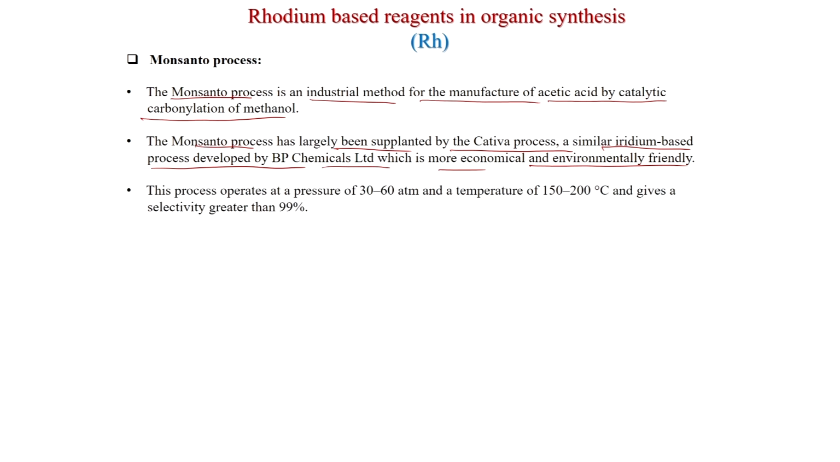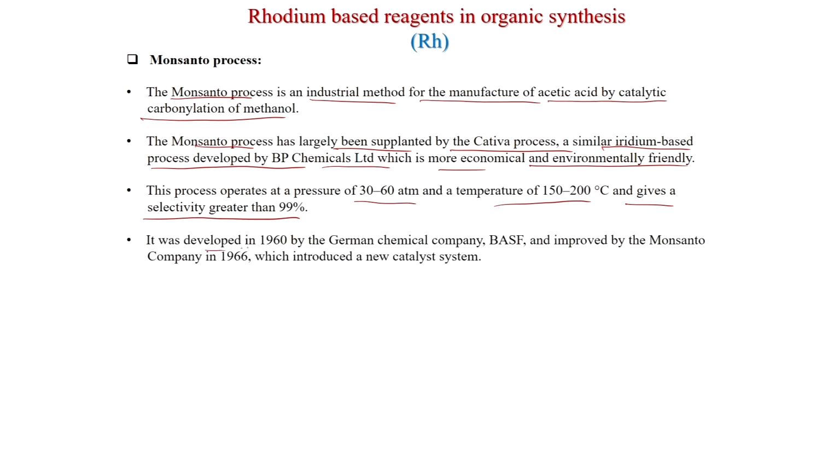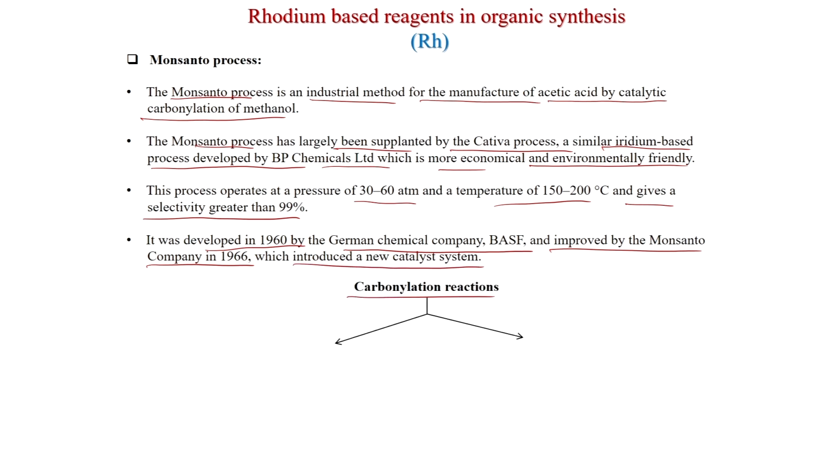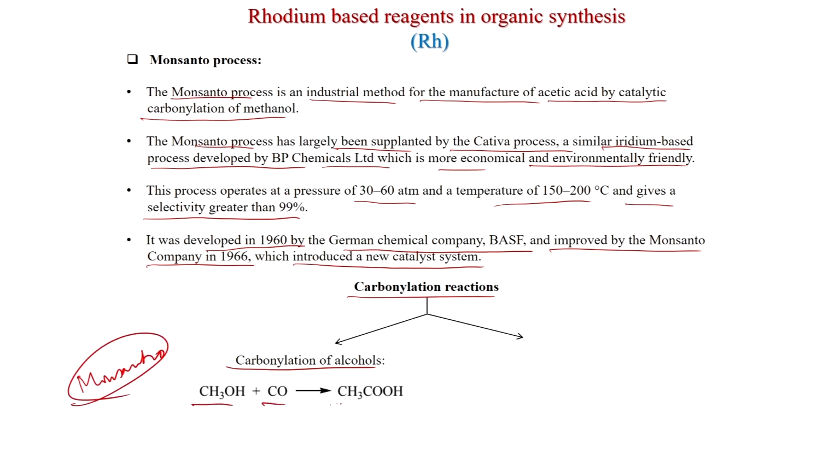This process operates at a pressure of 30 to 60 atmospheres and a temperature of 150 to 200 degrees centigrade, and gives a selectivity greater than 99%. It was developed in 1960 by the German chemical company BASF and improved by the Monsanto company in 1966, which introduced a new catalyst system. So, this is the carbonylation reaction. Carbonylation of alcohol, this is the Monsanto process. Methanol plus carbon monoxide, you get acetic acid.